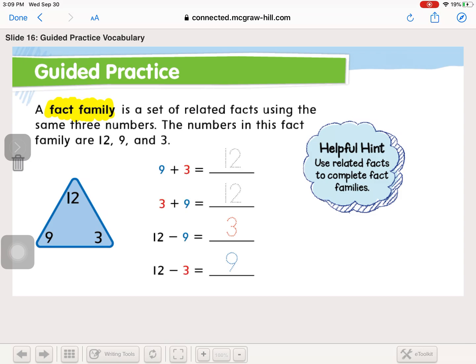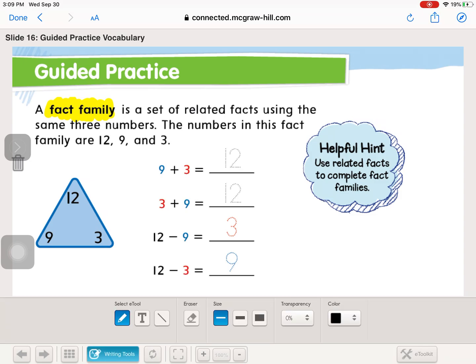The numbers in this fact family that I have on my screen right now are 9, 3, and 12. Again, part plus part equals whole, or whole minus part equals part. So we've got 9 plus 3 equals 12, 3 plus 9 equals 12, 12 minus 9 equals 3, 12 minus 3 equals 9. We used the same 3 numbers, just like the definition told us.